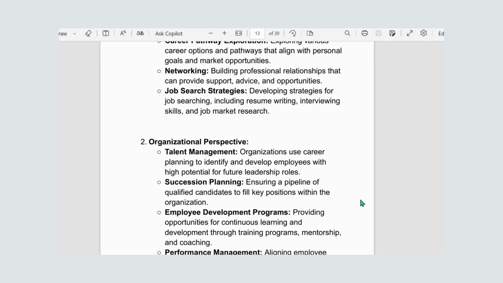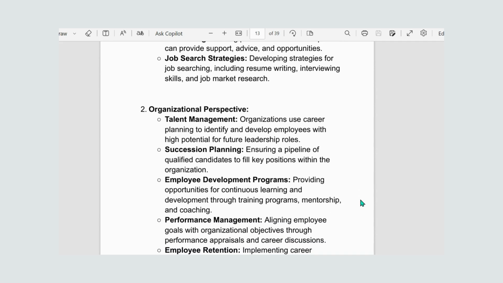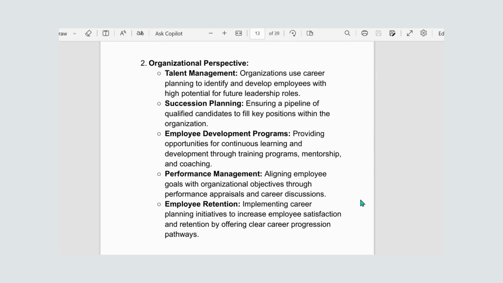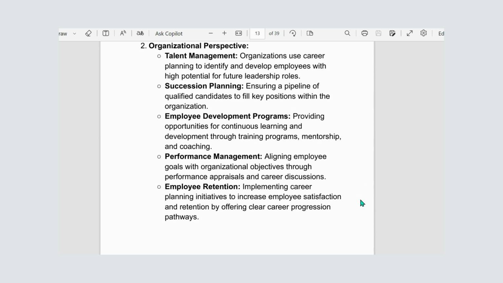So that helps in succession planning. It also helps employee development programs by providing opportunities for continuous learning through regular training, mentorship, and coaching. It also helps in performance management by aligning employees' goals with organizational objectives through performance appraisals and career discussions. It also helps in employee retention by increasing employee satisfaction by offering clear career progression pathways.